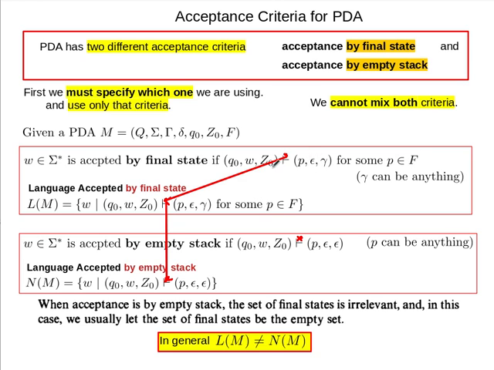And again, you should remember the non-determinism, right? So this can lead to many final IDs. This says that if this is true for some pair, that means you can reach some other IDs also, but if there is one ID for which this P is a final state, then you accept this W.